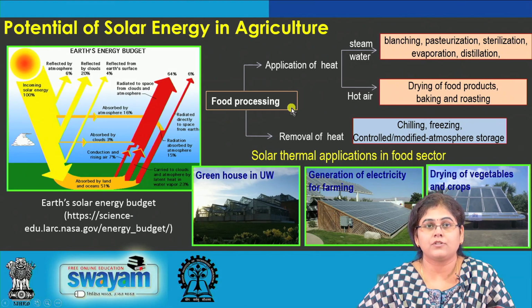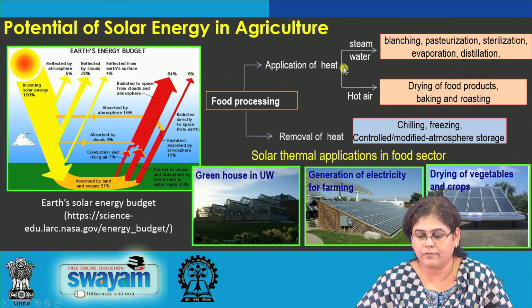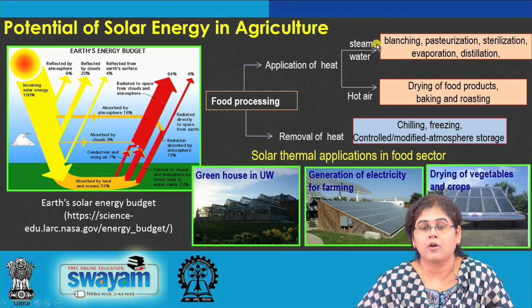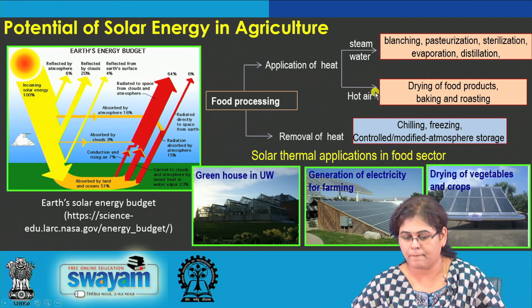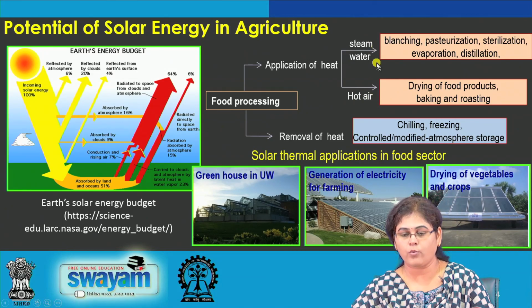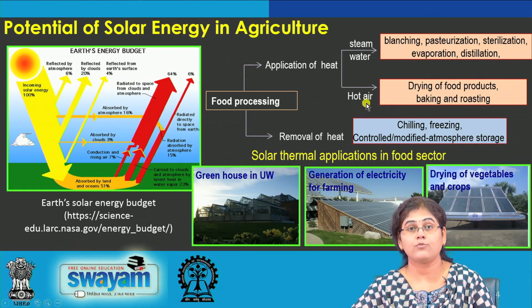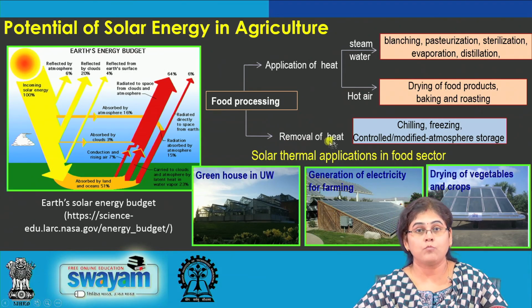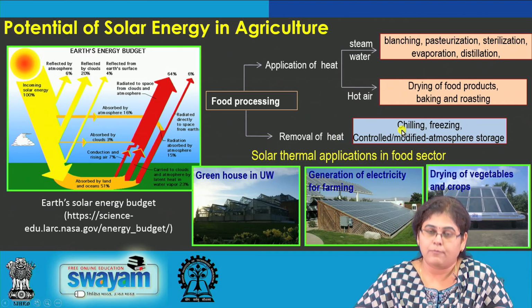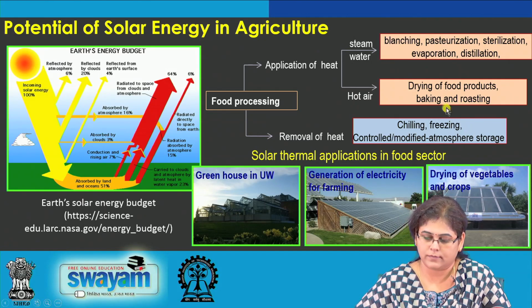Now food processing applications can be performed by the application of heat or by the removal of heat. Application of heat we can perform in terms of steam or hot water, and in terms of hot air also we can apply the heat. When we deal with steam and hot water, the unit operations that are performed are blanching, pasteurization, sterilization, evaporation and distillation. Similarly, using hot air we can perform drying of food products, baking and roasting. By removal of heat, the unit operations that can be performed are chilling, freezing, controlled and modified atmospheric storage.